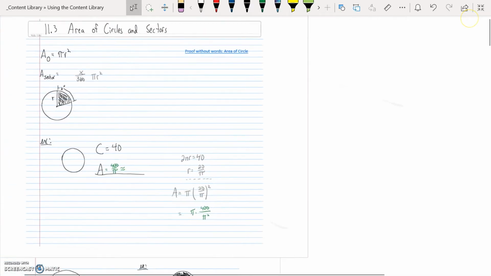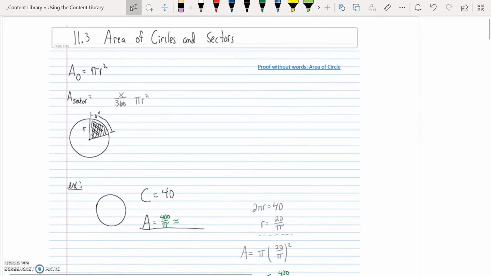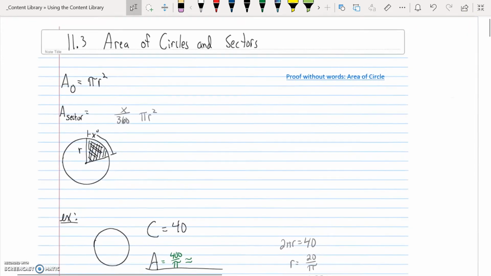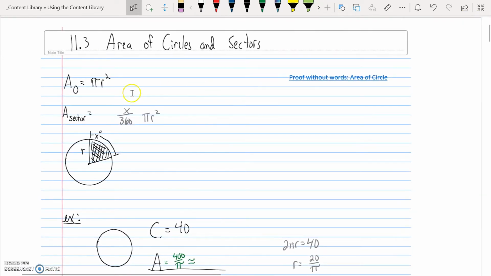All right, this is part 3 of the 11.1 to 11.3 notes. We're focusing on the area of circles and sectors in this one. And I know you've seen before that the area of a circle is pi times the radius squared. If you click on this link, there's a really cool demonstration of why it works that way. I'd encourage you to watch that.